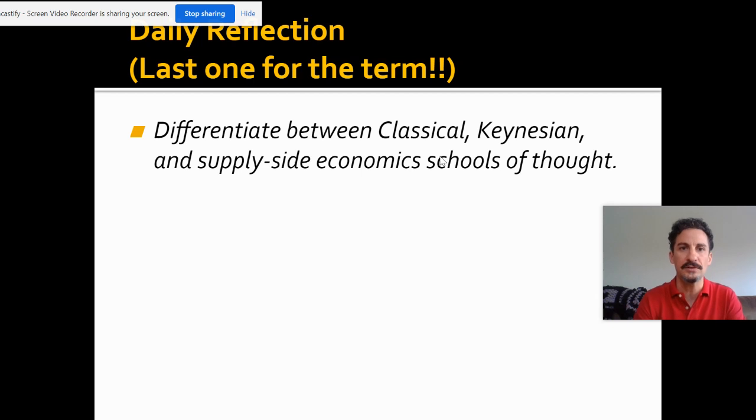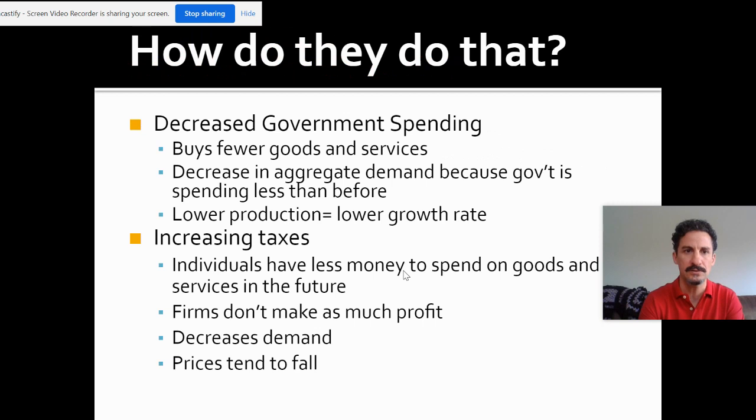So what do we got? Daily reflection. Last one for the term. Differentiate between classical, Keynesian, and supply side economics schools of thought. Okay, what do we got?